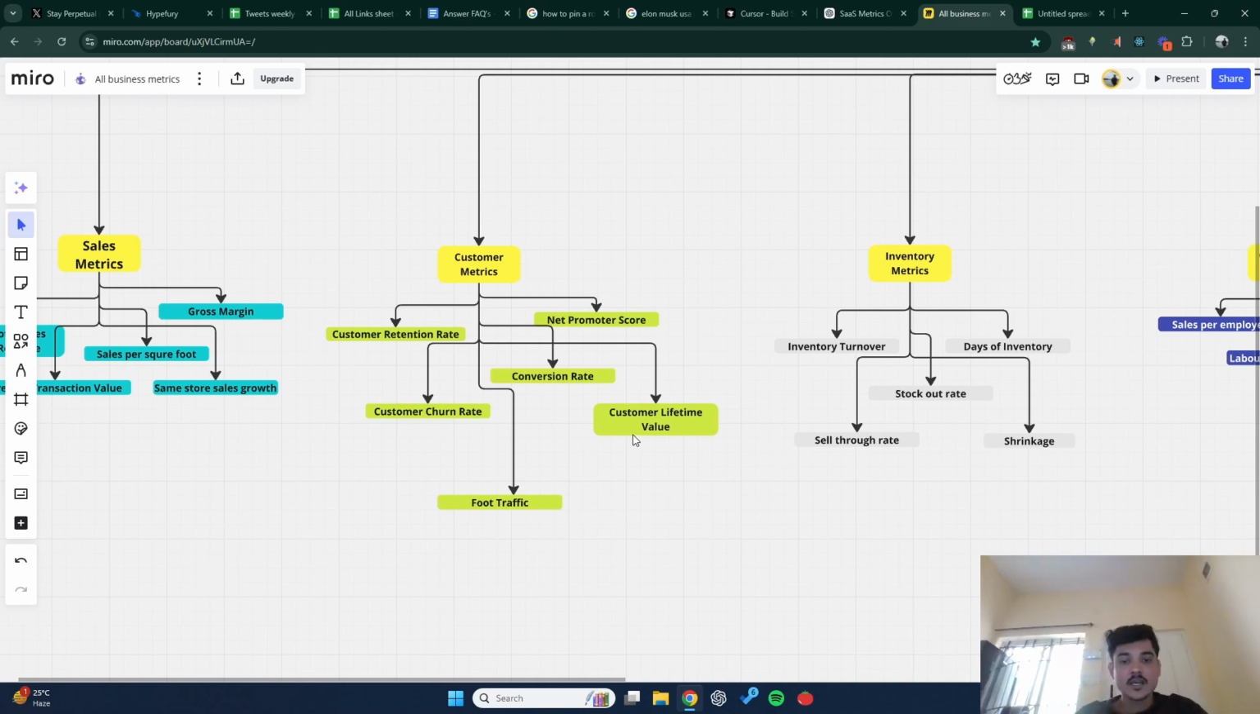Next one is customer lifetime value. Ever wondered how much a single customer is worth over their lifetime? You need to calculate this. This metric answers that and helps you justify marketing spend. This is the CLV. The formula is average purchase value times purchase frequency times customer lifespan.